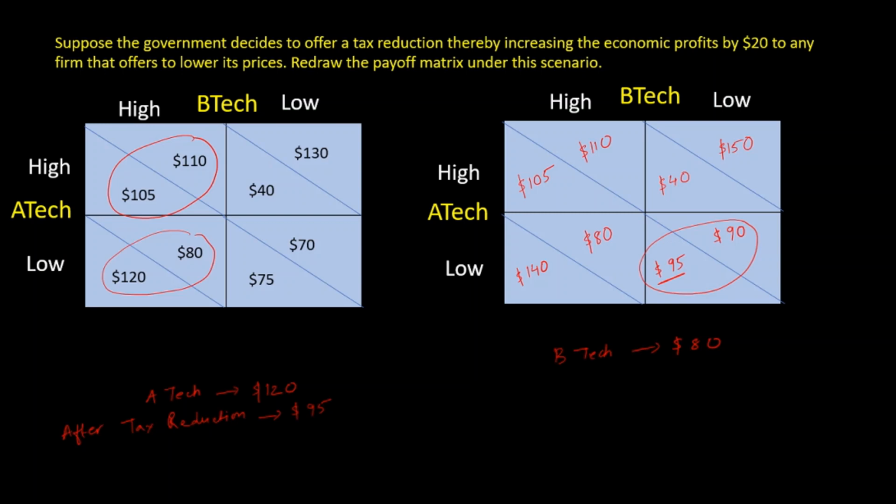What about the firm B Tech? Before the government incentive, B Tech was earning $80 since it was charging a higher price for its product. Now B Tech is charging a lower price, so it would earn $90. So after the government incentive, the earnings for B Tech has actually increased from $80 to $90. So in this case, there is an increase in profit by $10. So the government incentive has actually worked in favor of B Tech, and that's the solution for this case study.